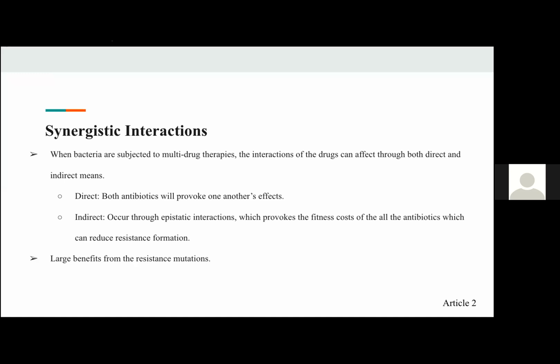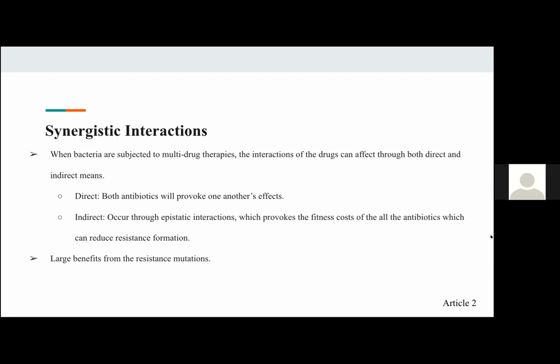Interactions that are considered indirect are also known as epistatic interactions. So in synergistic epistasis, the overall cost of fitness in both of the antibiotics are used in order to reduce the overall amount of resistance formed. Since in synergistic interactions the antibiotics are able to aggravate the effects of the other antibiotics, it can lead to mutations of resistance that are associated to a large amount of benefits.